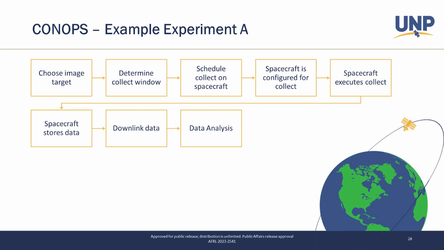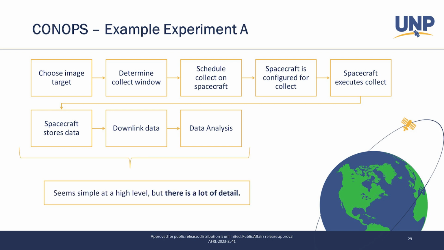We'll need to schedule a collect on the spacecraft, or image it. And then we'll need to configure the spacecraft for the collect, so make sure it's in the right attitude, it's pointing at the right thing. We'll actually take the image, and then we need to store the image, and then we need to downlink the image. And then someone on console will need to do data analysis. So each of these pieces, we've got 8 pieces here, right? So the flow is long, even for a simple experiment. And each one of these pieces is really complicated. This is going to vary for every experiment you do and every mission you do. And so you need to spend enough or ample time thinking about what that looks like for each individual experiment.